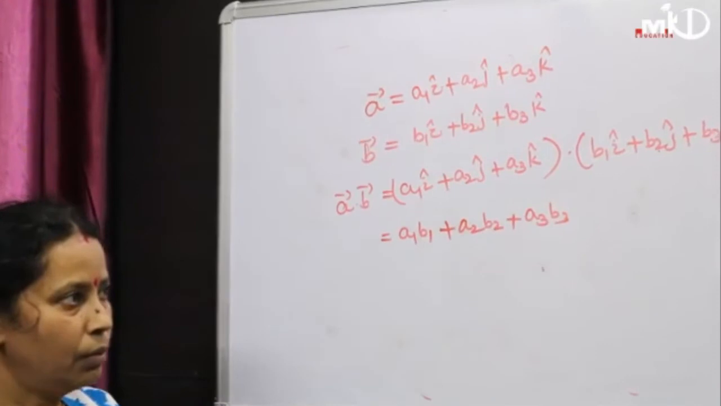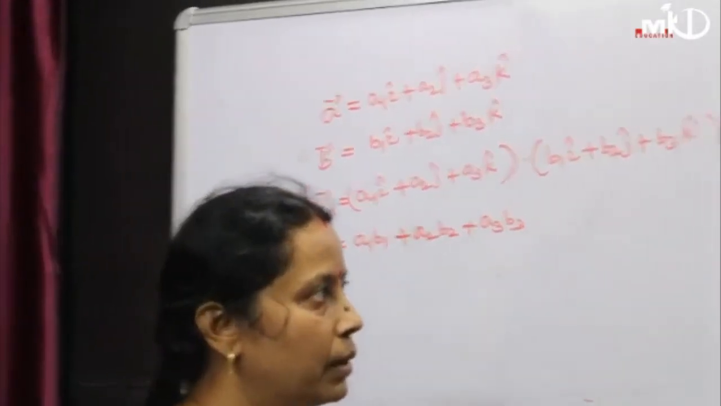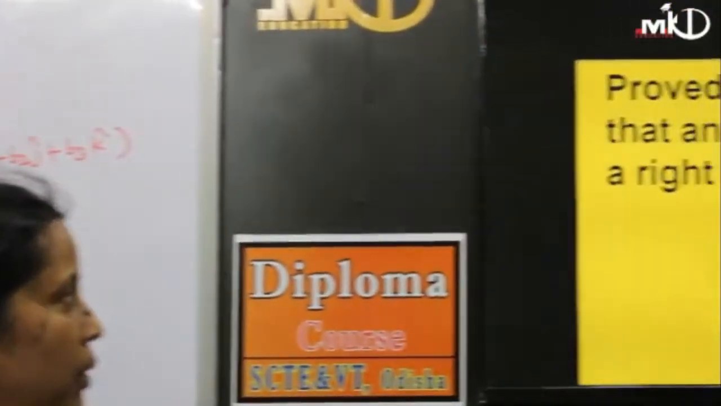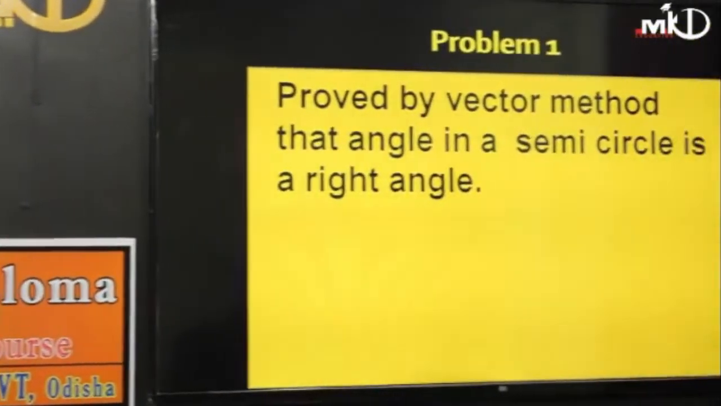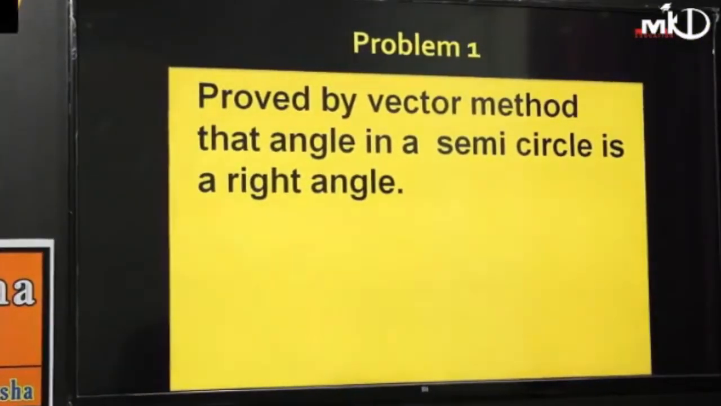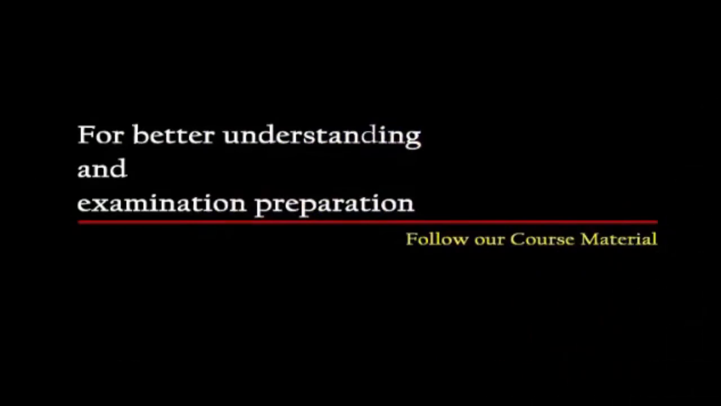Okay. So now we take one problem: prove by the vector method that the angle in a semicircle is a right angle.